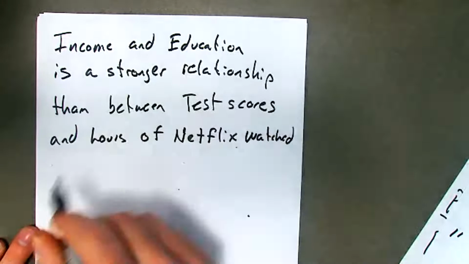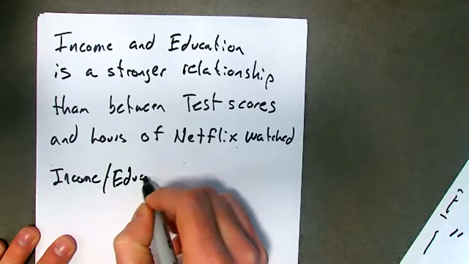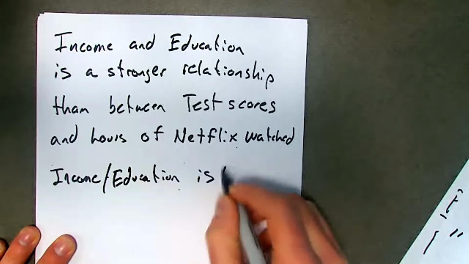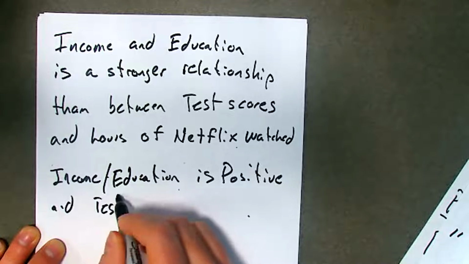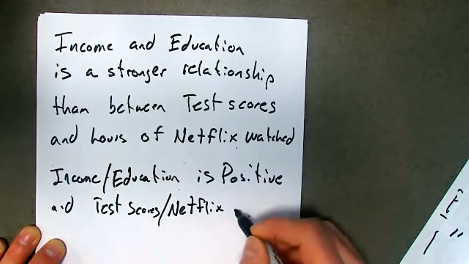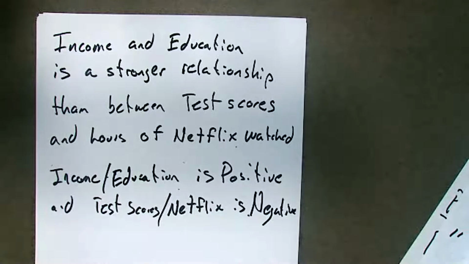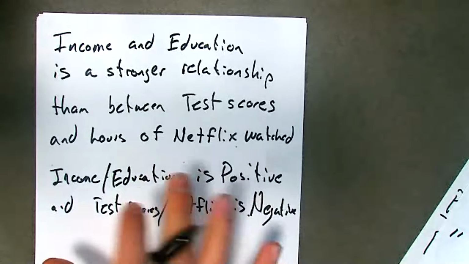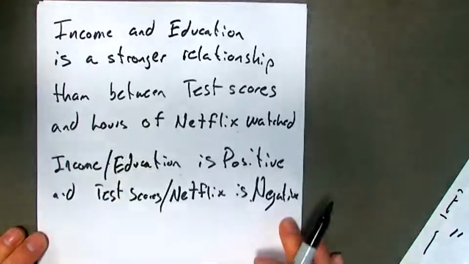income and education, I'm shorthanding here, is positive, and test scores and hours of Netflix is negative, right? So maybe that's the information that we're given. Maybe it's written out a little bit more lengthy than this. But what that's going to tell us is something about our correlation coefficients between these different sets of variables.